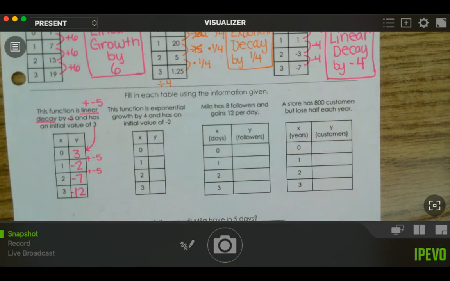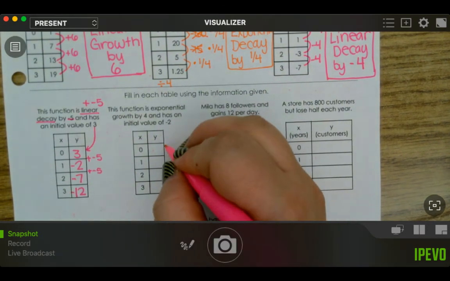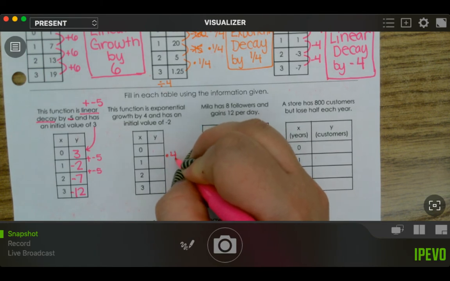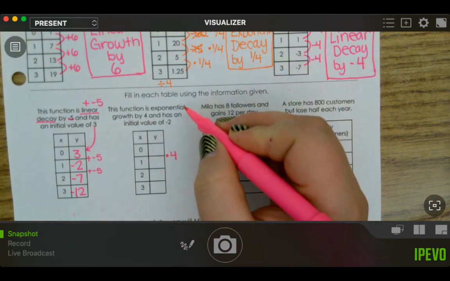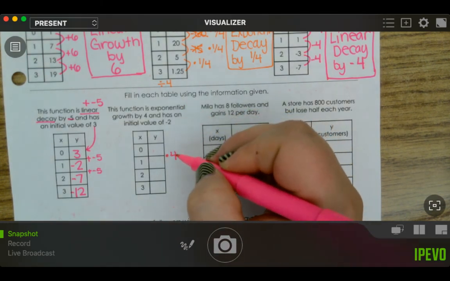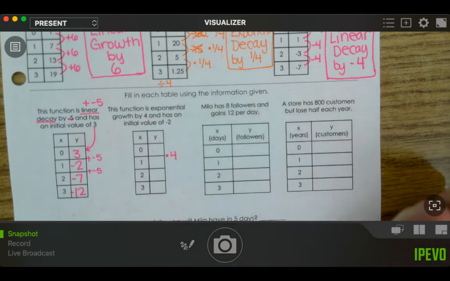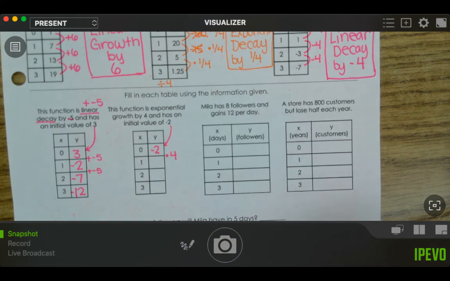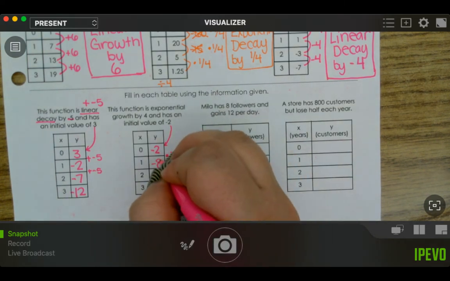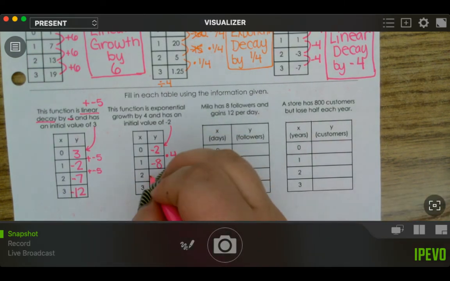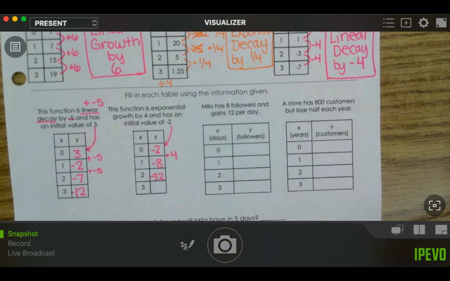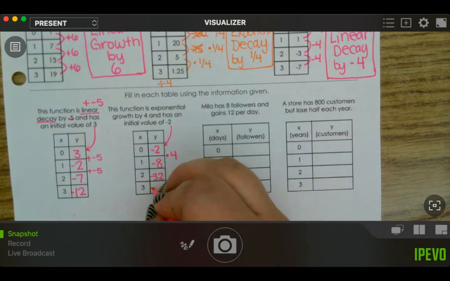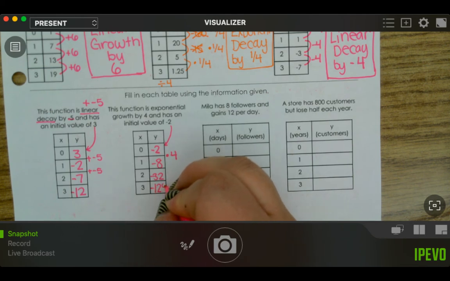The next one says exponential growth by 4. That means we're going to multiply by 4 because it's exponential. And exponential means you're multiplying instead of adding. And it has an initial value of -2. -2 times 4 is -8. -8 times 4 is -32. You're probably going to need a calculator for this one, but -32 times 4 is -128.